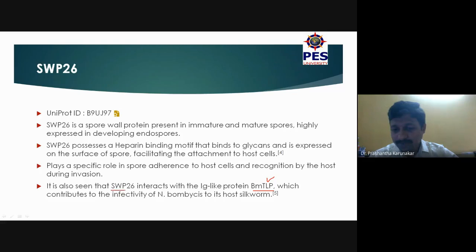They mentioned that this protein SWP26 is already there, and it acts like a target, and this protein is interacting with another protein, that is Bombyx mori turtle-like protein, and this complex contributes to the infectivity of the Nosema bombycis to its host silkworm. And I have put the reference paper numbers here also, or if it requires we can also go through.